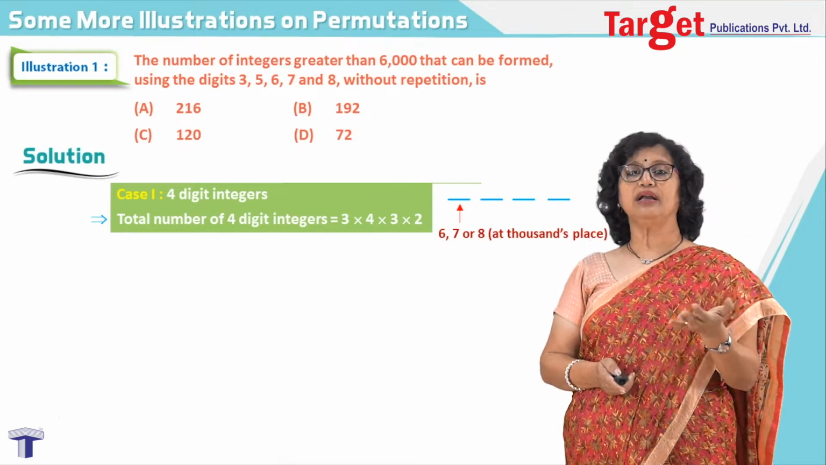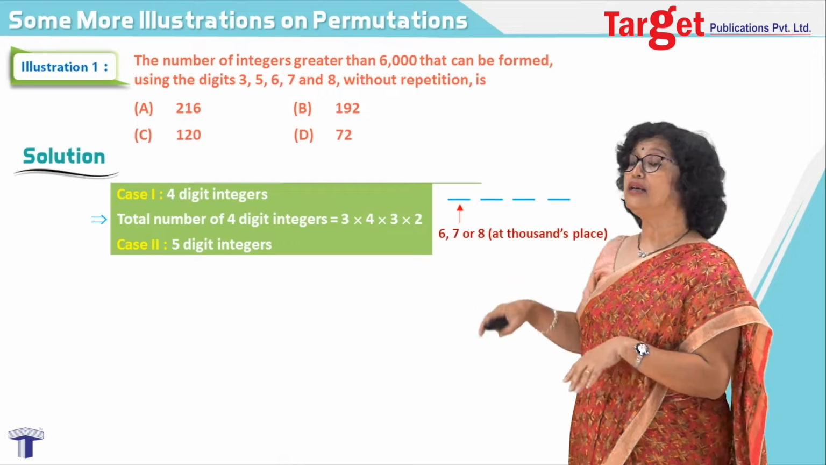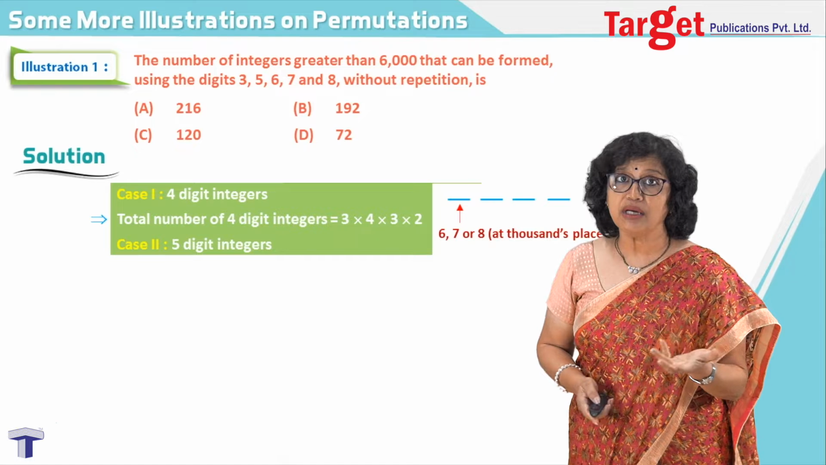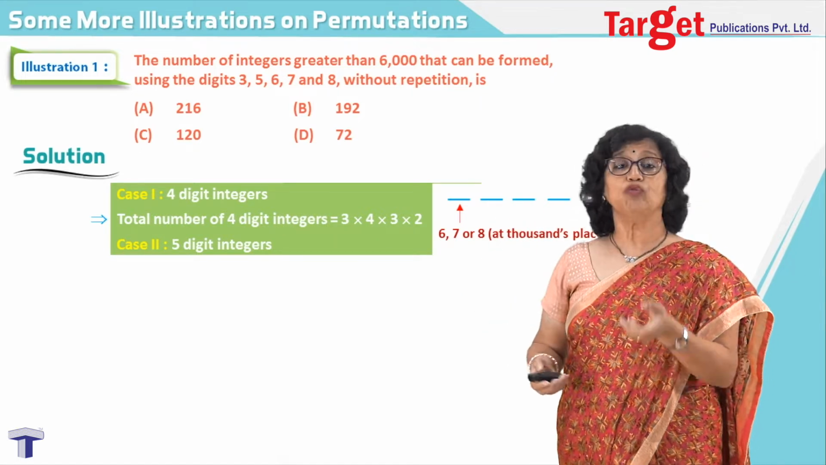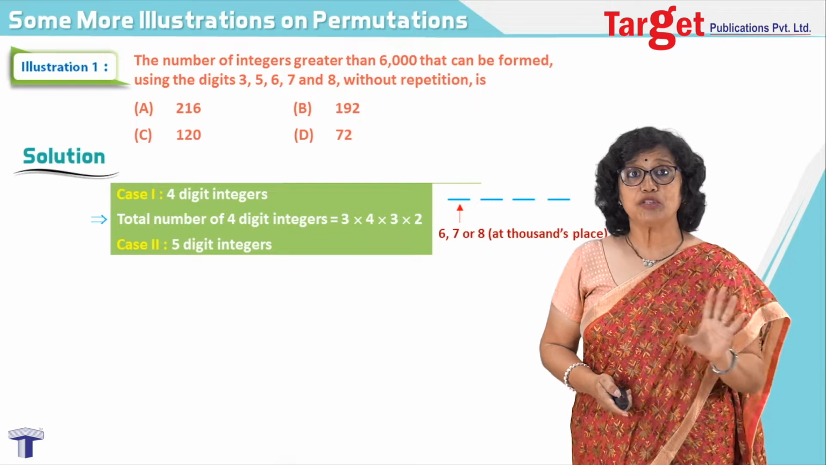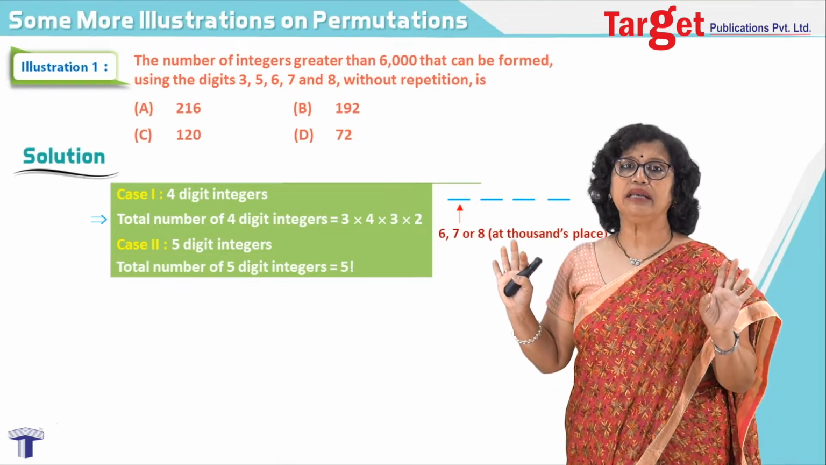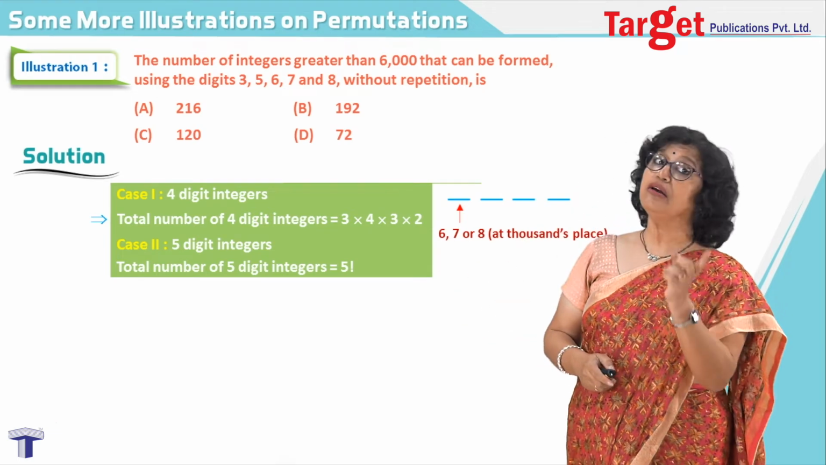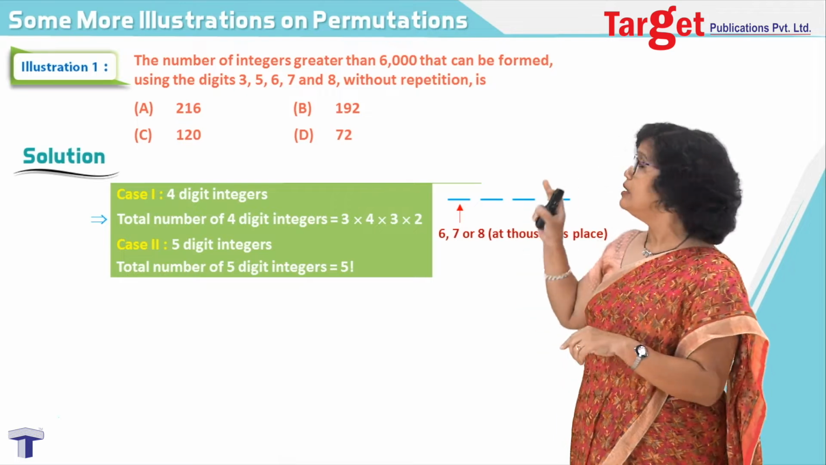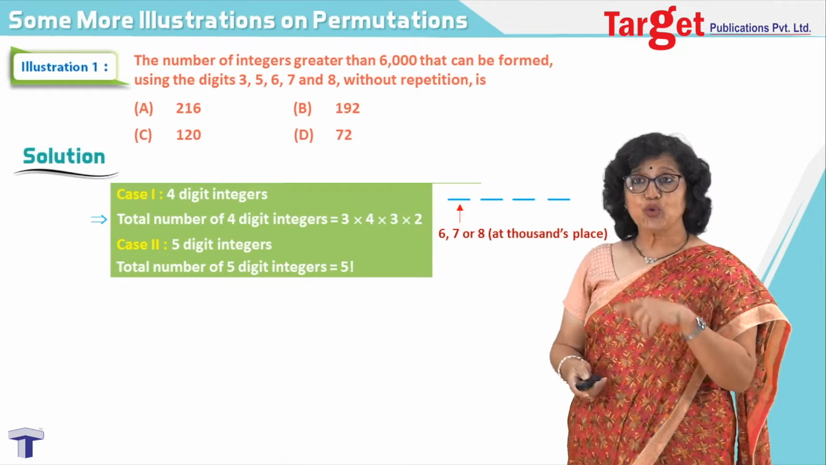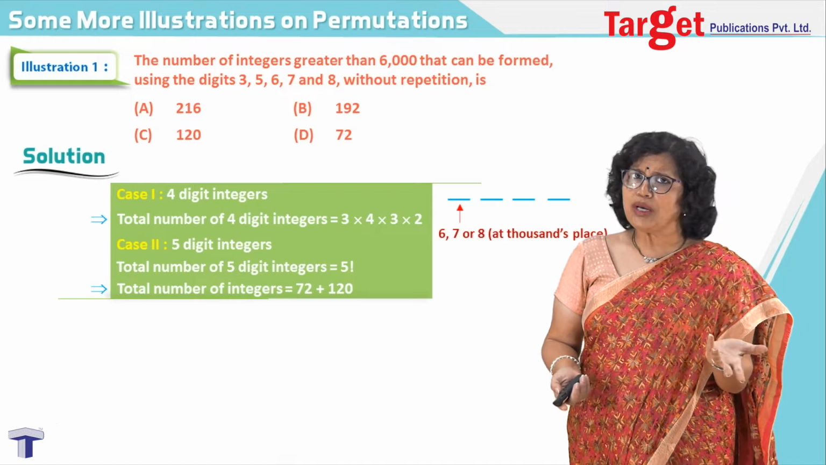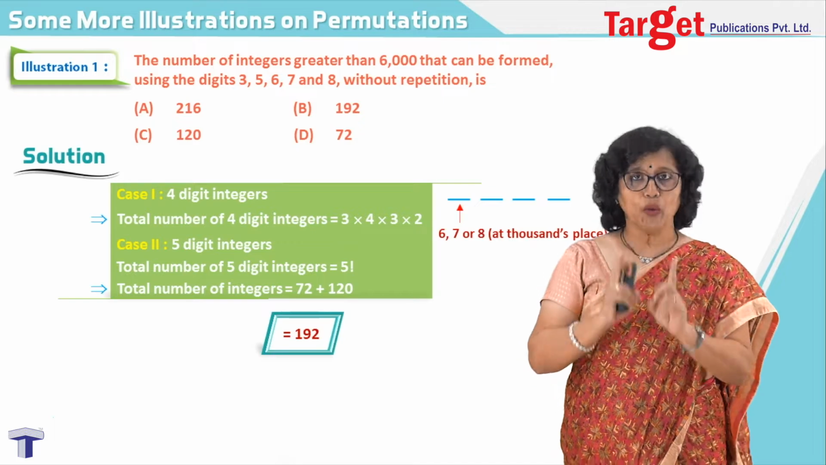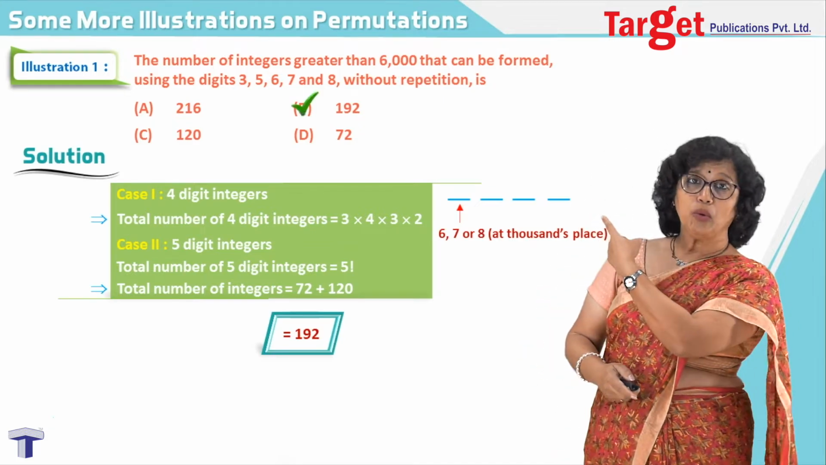Correct? Now go from here to the next case. And the next case is 5-digit numbers. Now do we have any restriction for 5-digit numbers? Every 5-digit number made up of these digits would surely be greater than 6000. So there is no specific condition here. So we can straight away find 5 places, 5 digits are available, and the count for that would be 5 factorial. So case 1's number is 3 into 4 into 3 into 2. Case 2's number is 5 factorial. So use your addition principle and that would give you 72 plus 120 and my final answer should be 192 and my correct option is B.